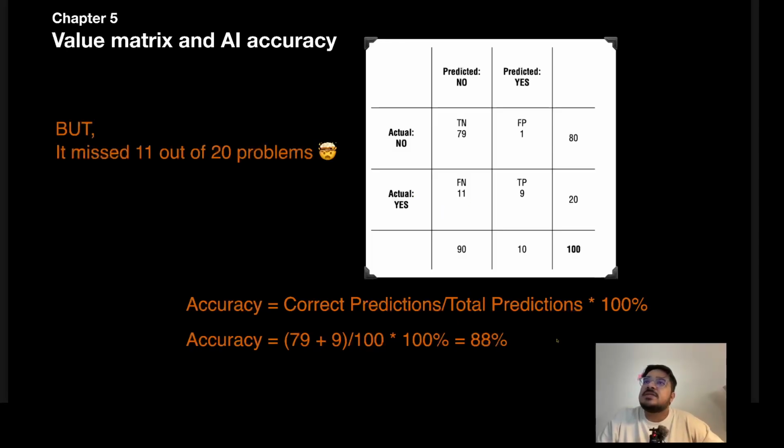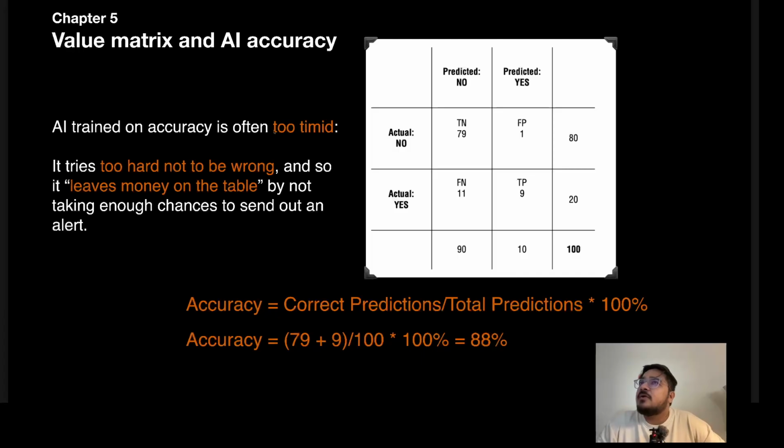Now let's see. It was good, but when you are out and running with a car, and if you miss 11 out of 20 problems, then there will be a problem for you. So this AI model might not be good for you.